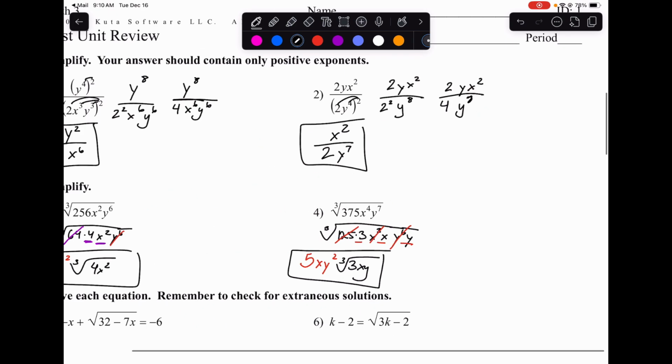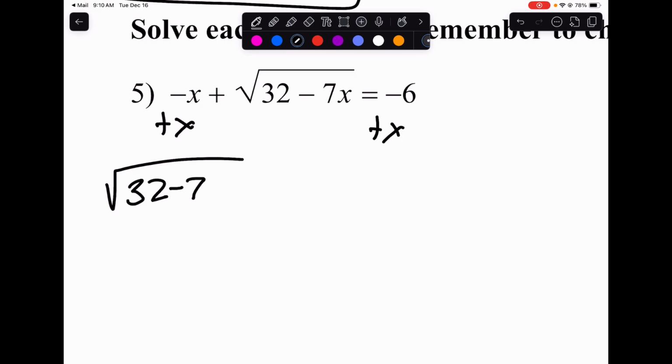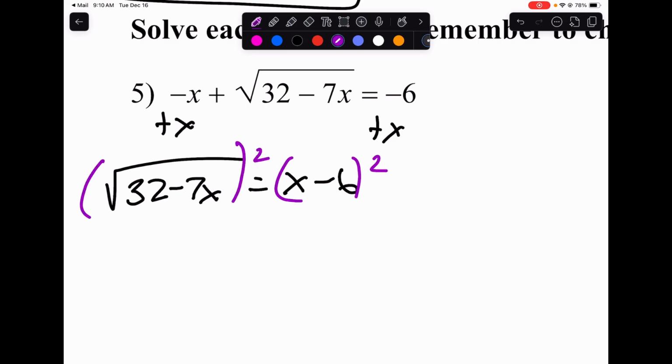All right. Let's see here. Now we got to go ahead and get the square root by itself. So I'm going to add x to both sides. So I get the square root of 32 minus 7x is equal to x minus 6. Then I'm going to square both sides. So I get 32 minus 7x is equal to x minus 6 squared.